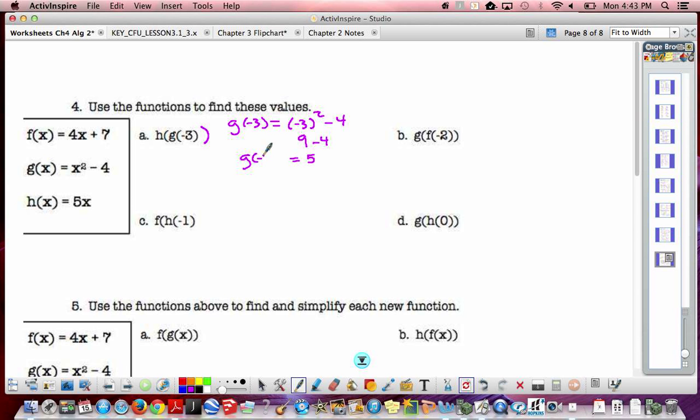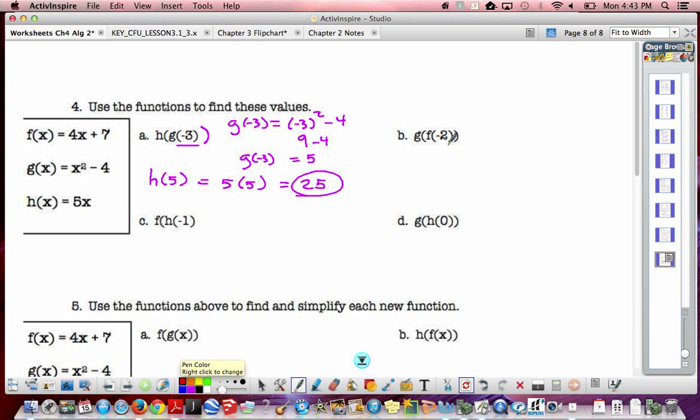So what I'm going to do is I'm going to replace the g of 3 now with 5. So what I'm really looking for is h of 5. So h of 5 is equal to 5 times 5, or my final answer ends up being 25.